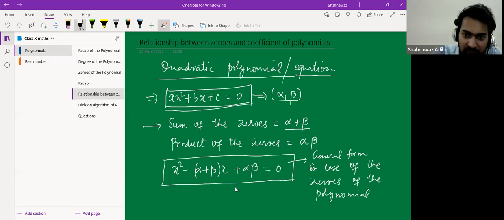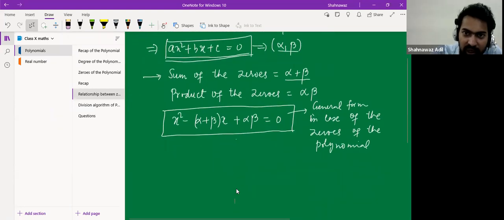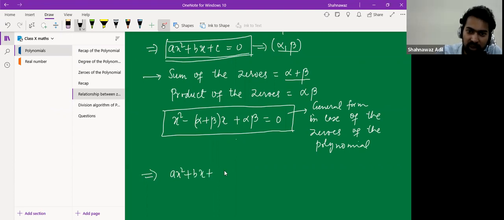So let me derive one thing. We are going to derive the relation between the sum of the zeros and the product of the zeros. So what is the general form of a quadratic equation in the coefficient form? This is ax square plus bx plus c equals 0.